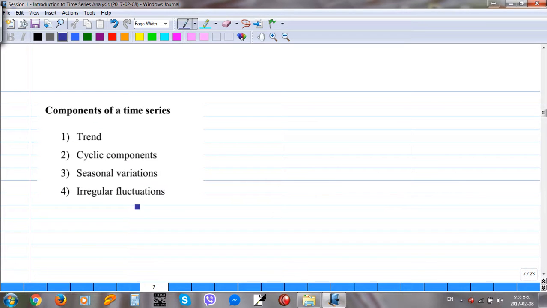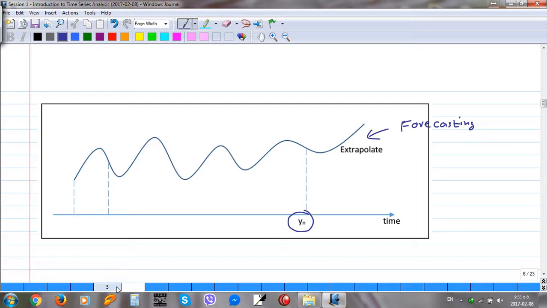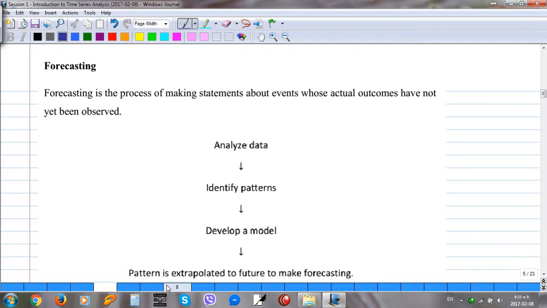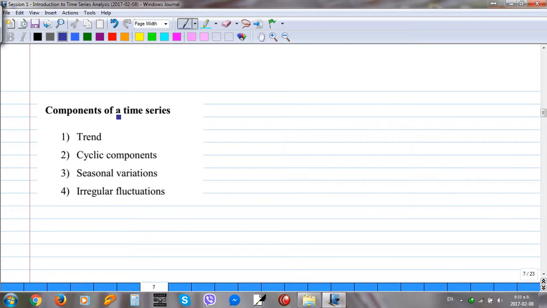Now, I told you, here we identify the patterns. There are four components in a time series: one is a trend, the other is the cyclic component, then seasonal variations, and irregular fluctuations. So you have to identify the pattern, either trend, cyclic component, seasonal variation or irregular fluctuations. By identifying those patterns, you can forecast the future values.